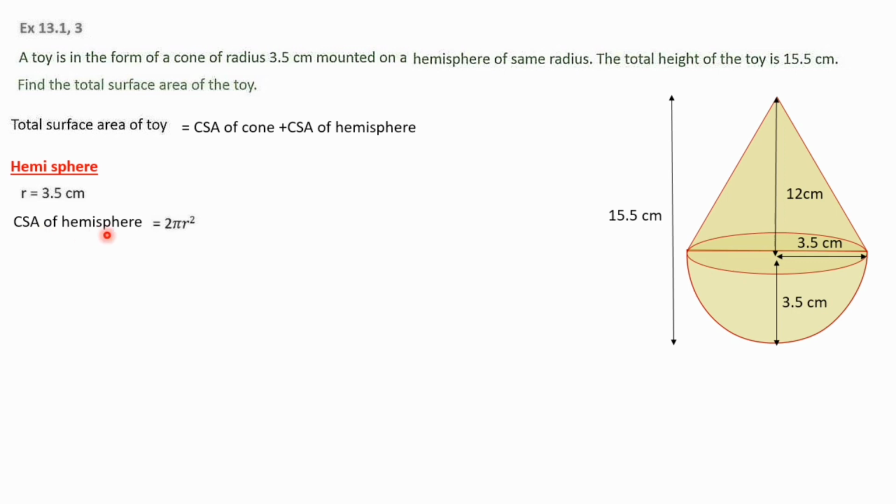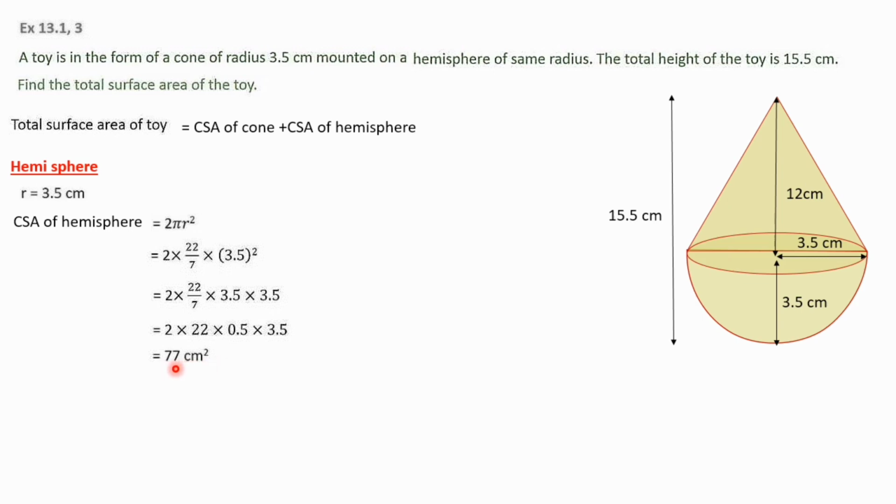So curved surface area of hemisphere formula is 2 pi r square. That is 2 into pi value is 22 by 7 into radius 3.5 square. That is equal to 2 into 22 by 7 into 3.5 square. We can write it as 3.5 into 3.5. That is 2 into 22 into, this 7 and 3.5 we can cancel. We will get 0.5 into this 3.5 same as it is. When you multiply these four numbers, we will get 77 centimeter square.